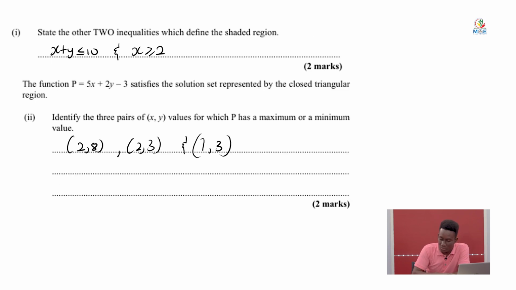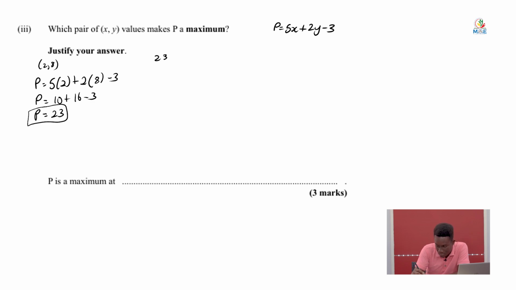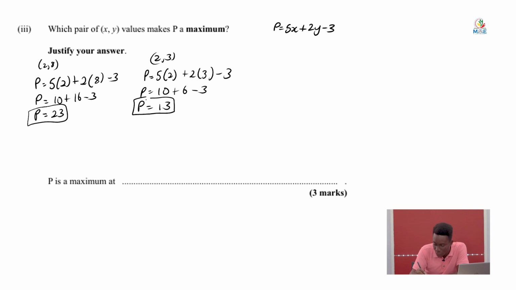Now let's find the other coordinate, which is 2, 3. So p is equal to 5 multiplied by x, which is 2 in this case, plus 2 multiplied by y, which is 3, minus 3. So we have p is equal to 5 times 2 is 10, plus 2 times 3 is 6, minus 3. Hence p would be equal to 10 plus 6 is 16, 16 minus 3 is 13. So p here has a value of 13.